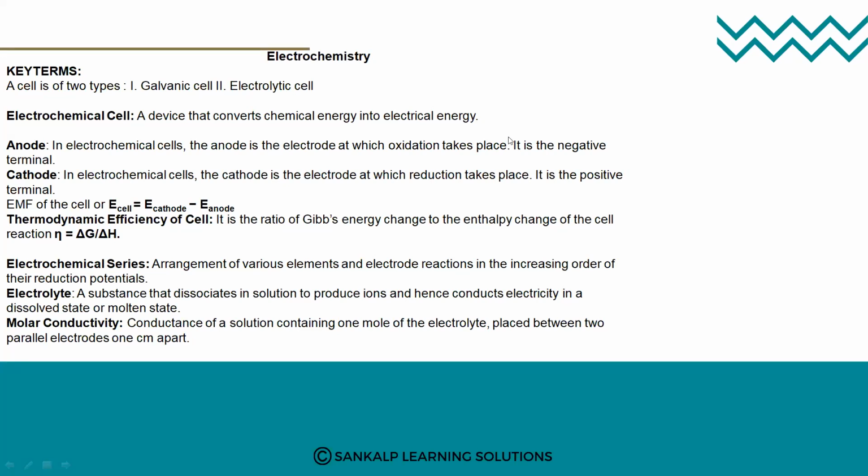Galvanic cell is an electrochemical cell that converts the chemical energy of a spontaneous redox reaction into electrical energy. Now, what do you mean by redox reaction? Redox reaction means wherein reduction and oxidation undergo at one time. In one reaction only, simultaneously oxidation and reduction take place. So this is about the galvanic cell.